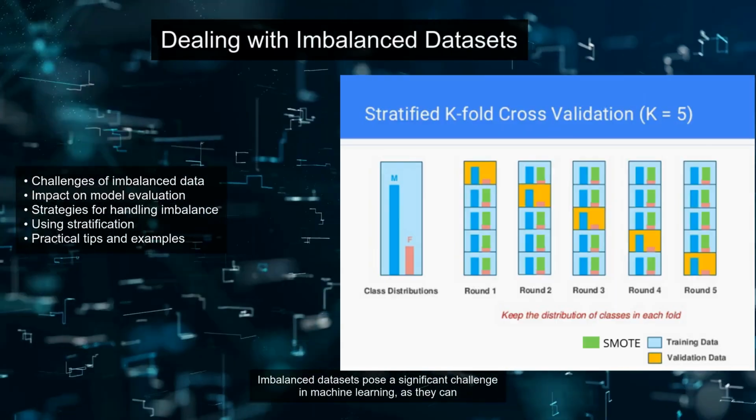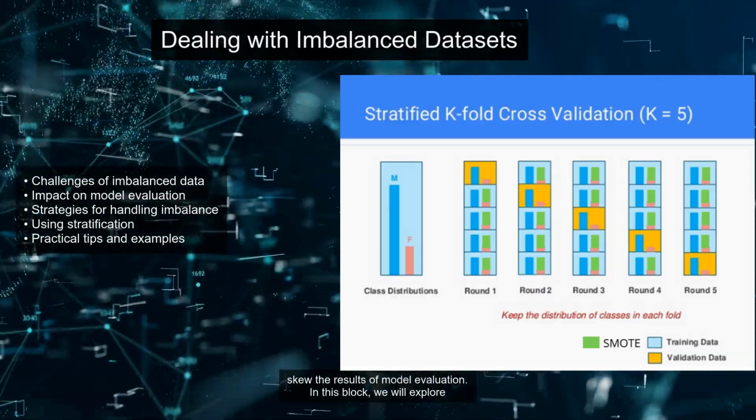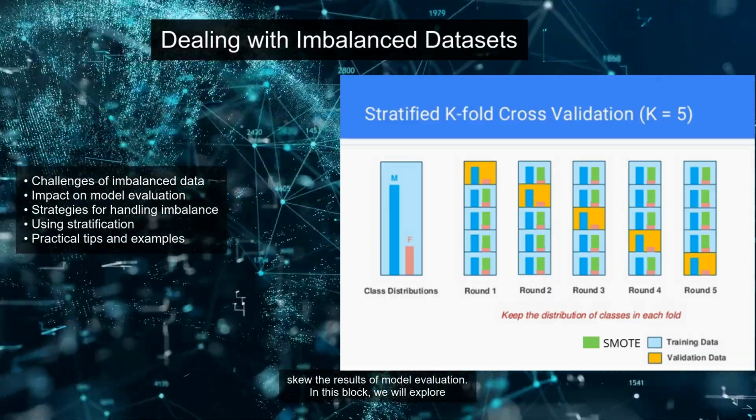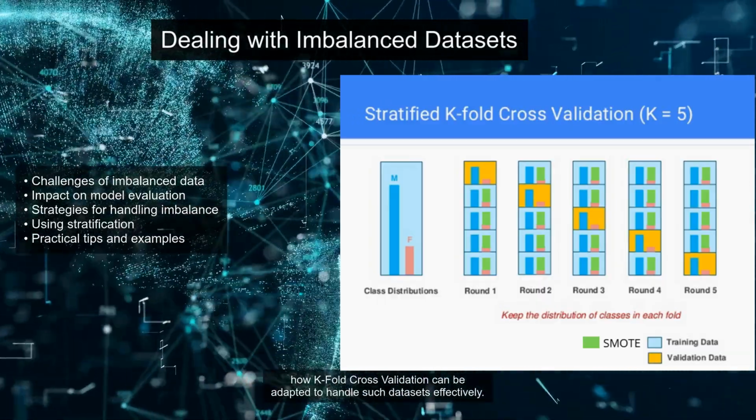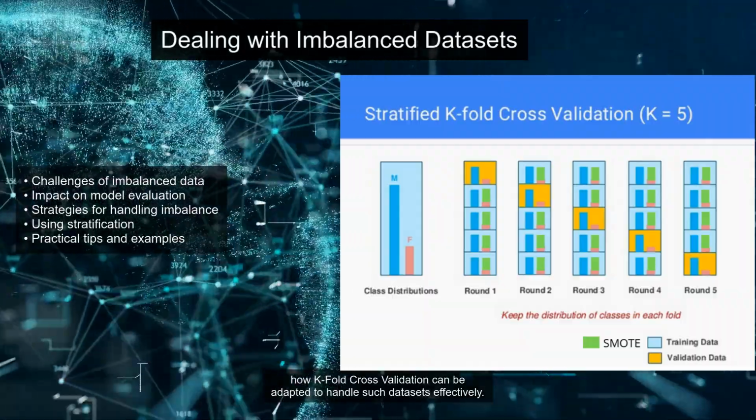Imbalanced datasets pose a significant challenge in machine learning, as they can skew the results of model evaluation. In this block, we will explore how k-fold cross-validation can be adapted to handle such datasets effectively.